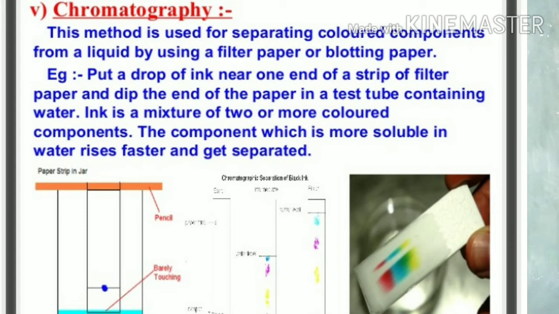Here I am going to put a drop of ink near one end of a strip of filter paper, and I am going to dip the end of the paper in a test tube which contains water. As we know very well, the ink is a mixture of two or more colored components. When I place the filter paper into the water, the paper strip will absorb the water, so the component which is more soluble in water rises faster and the color gets separated faster. You can find the different color bands based upon the solubility of the components.